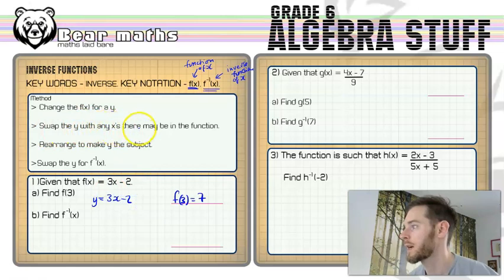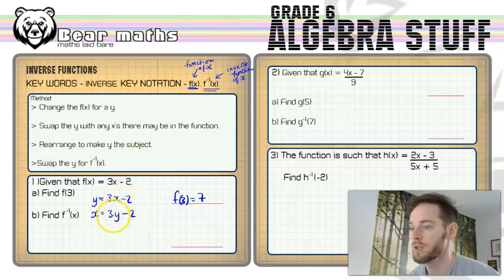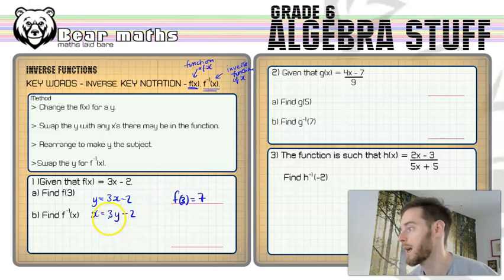Swap the y's with any x's there may be in the function. So that x becomes a y, and that y becomes an x. So x equals 3y minus 2. Rearrange to make y the subject. So if you're not sure how to rearrange, go and watch Changing the Subject of the Formula, and the harder Changing the Subject of the Formula, but not for this one, that's for question 3. Now, to do that, we just have to do x plus the 2 and then divide it by the 3. That would equal y.